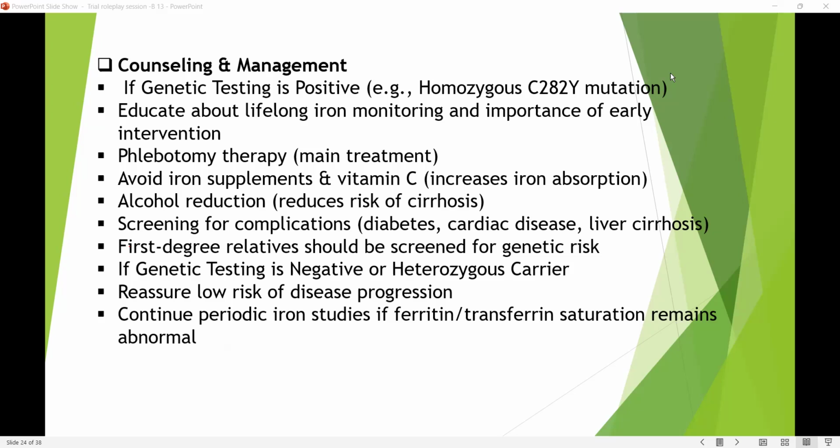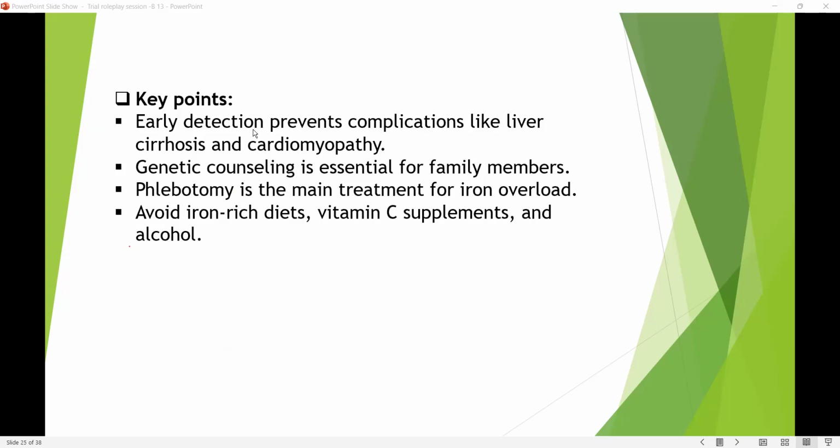What happens if genetic testing is negative or a heterozygous carrier? You have to reassure your patient that there is a lower risk of disease progression, but we are going to check further if any abnormalities are noticed on the blood test. The key points of this condition: you need to detect early, like liver cirrhosis or cardiomyopathy. Genetic counseling is essential for family members, and phlebotomy is the main treatment for iron overload. You also need to advise your patient to avoid iron-rich food and alcohol.